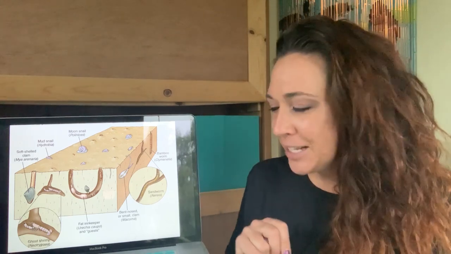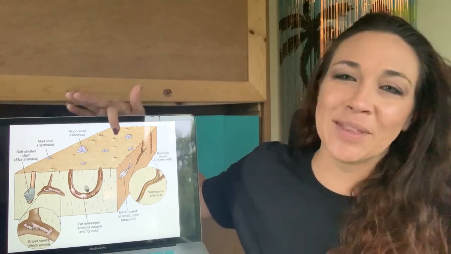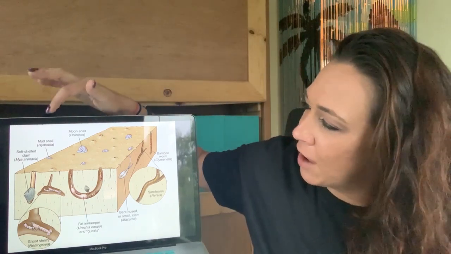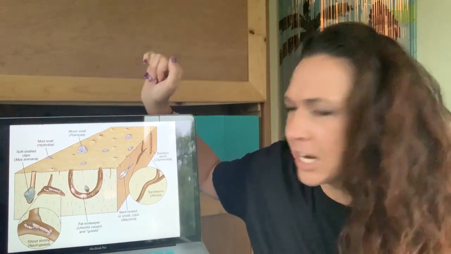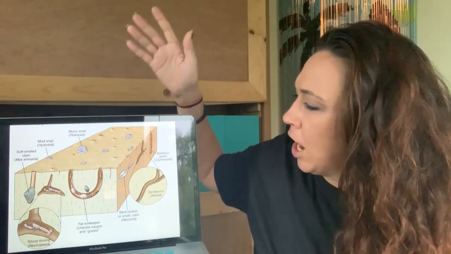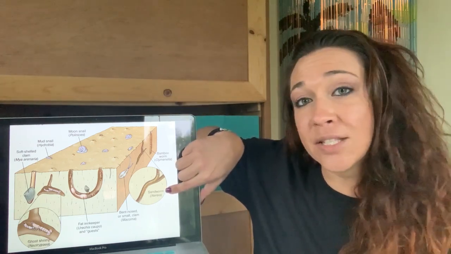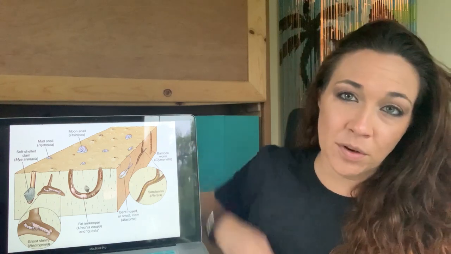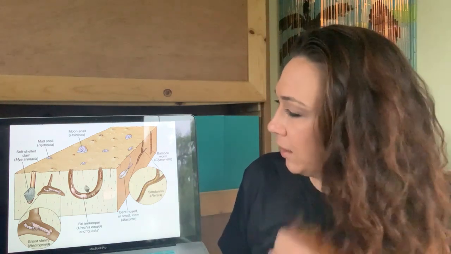Alright, so here's some animals that are going to be living in the infaunal organisms. I did finger quotes that they are infaunal, but these are some of the infaunal organisms. You have some of your mud snails, your moon snails, like we saw in the intertidal. You've got your nereids. This is a very common sandworm. This is one of those polychaetes that we looked at in lab.